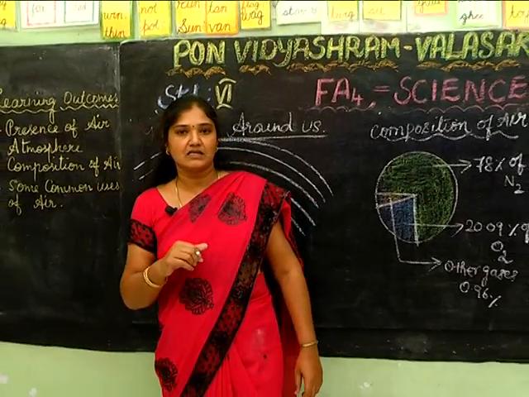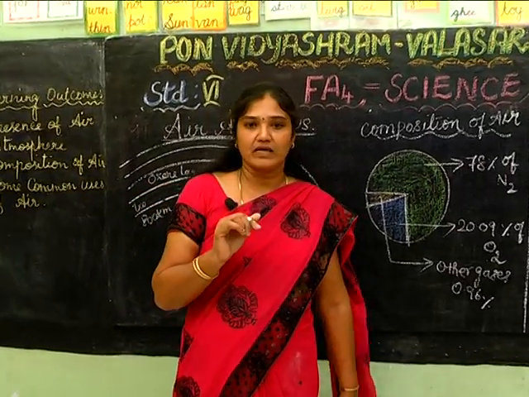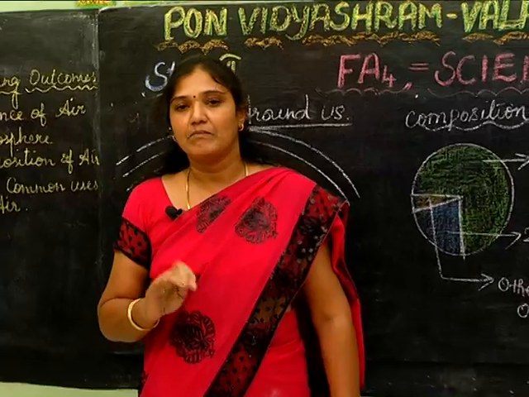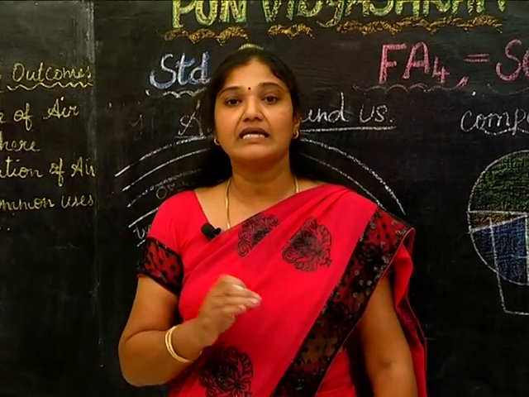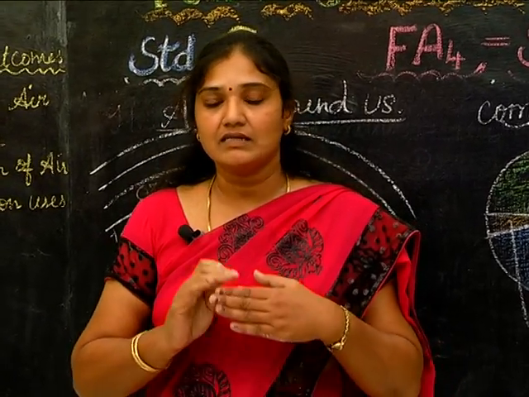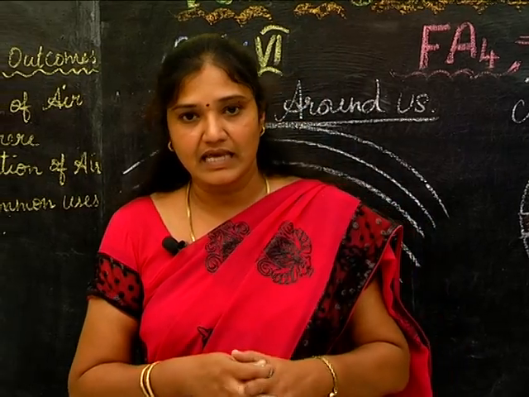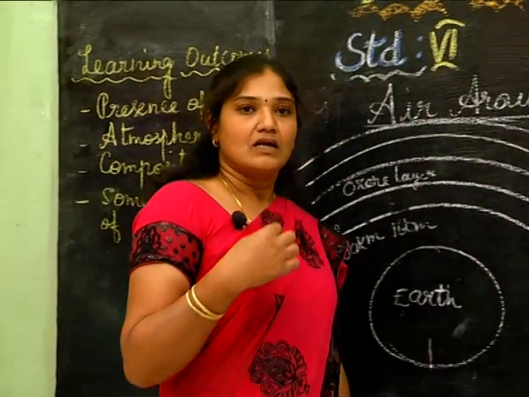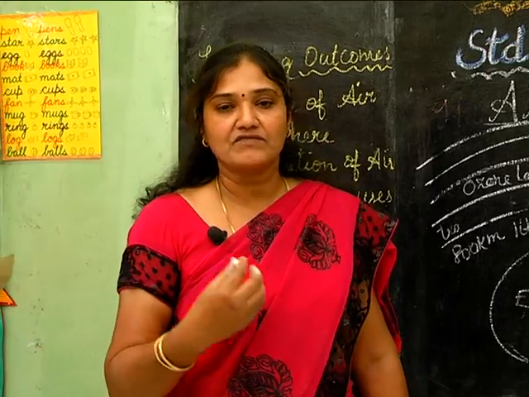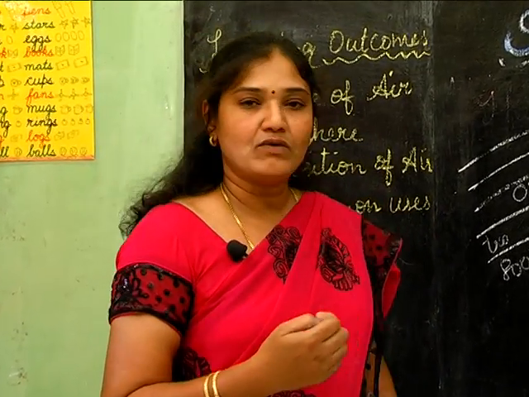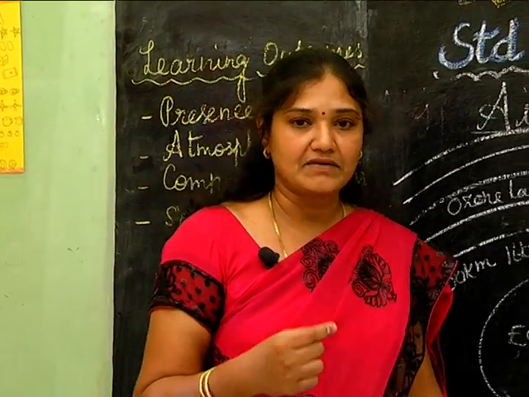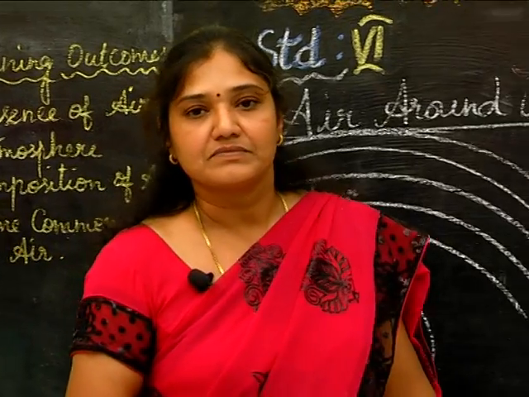Up to the 18th century, people thought that air was only one substance, but later experiments proved that it has several components in it. Let us see what the composition of air is. Air consists of several gases. To find out which gases are present in it, let us start with a simple activity.